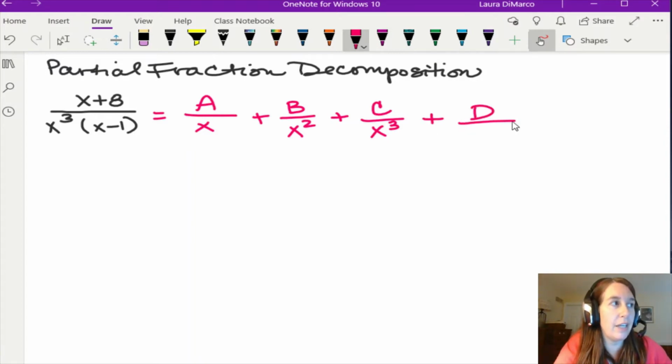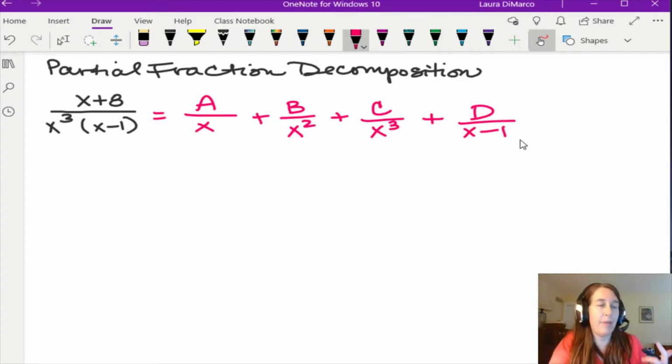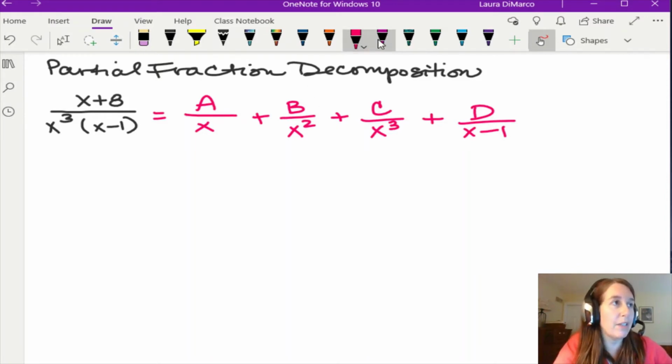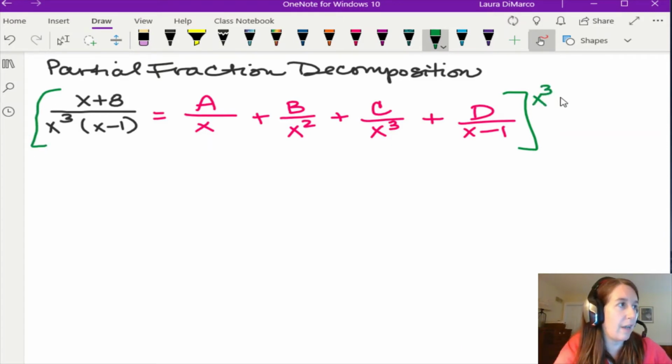Plus, we have d over x minus 1. That's not repeated, so it just happens the once over here. Okay, so we have to find a, b, c, and d. And remember that we are always going to start these problems the same way by clearing the denominator using the least common multiple. So x cubed times x minus 1.